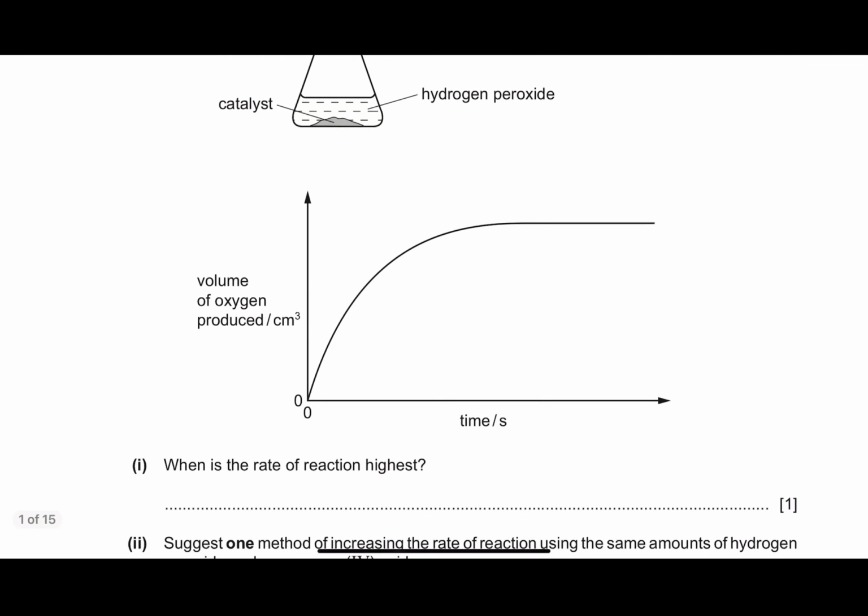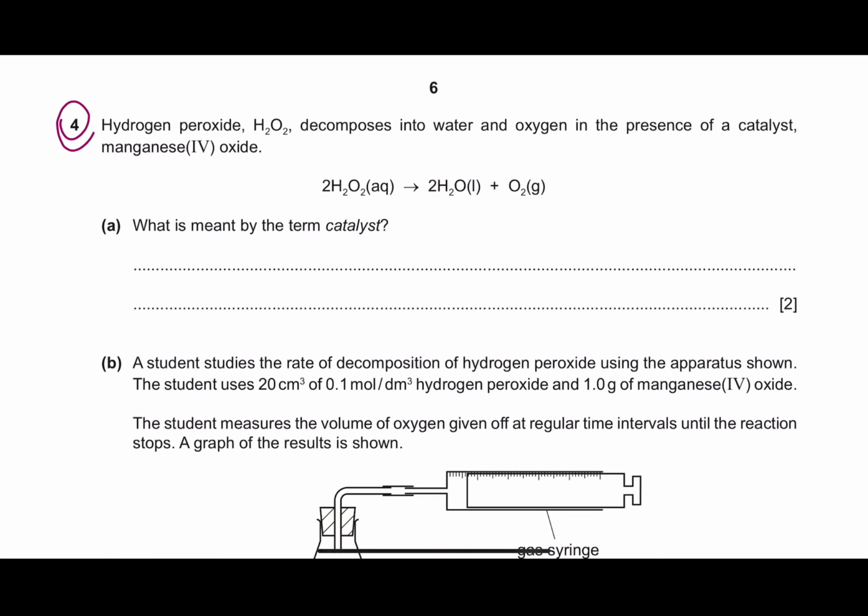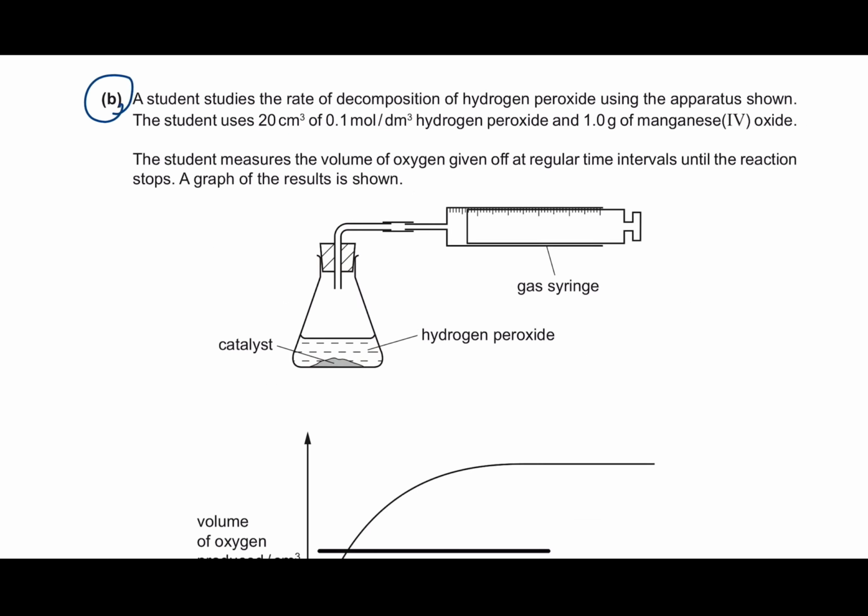This is a question from February-March 2016, question 4. Hydrogen peroxide decomposes into water and oxygen in the presence of a catalyst. The catalyst being used here is manganese oxide. So let's read the information given.